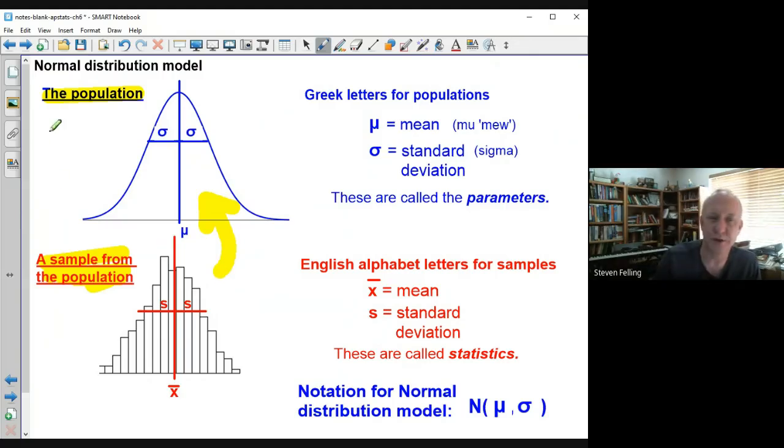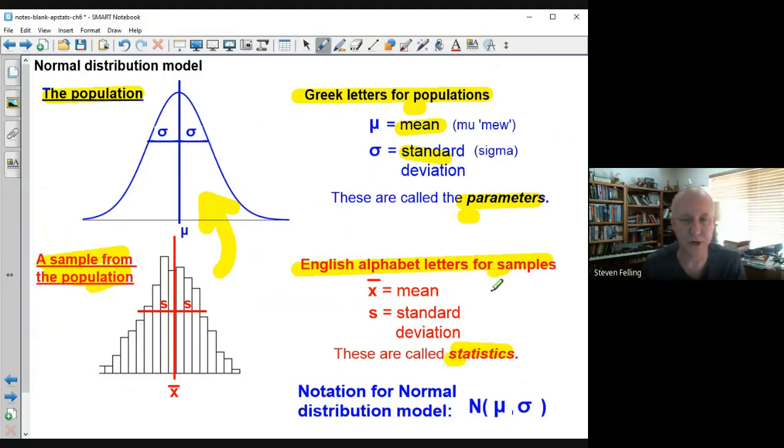If we're talking about the population, we usually use Greek letters when we're talking about anything to do with that. And when we're talking about a sample, we usually use English letters for the sample, right? So when we're talking about a population, the things that we're going to measure about it, like say the mean and the standard deviation, those things are called parameters. So P for parameters goes with P for populations, right? But when we measure those same things for the sample, then they're called statistics. S for statistics goes with S for samples.